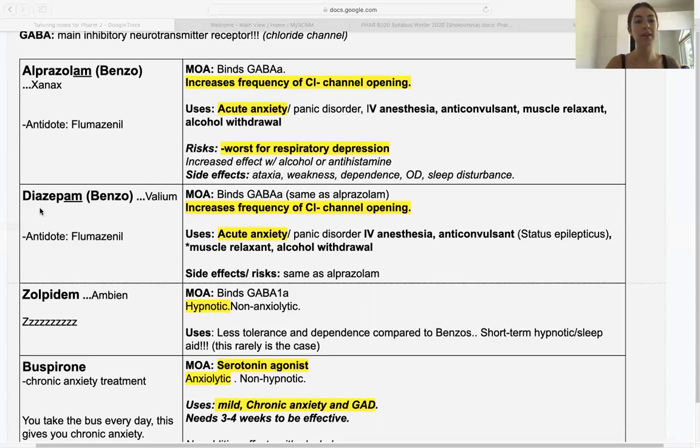Diazepam is also a benzodiazepine. Its brand name is Valium. It also is an agonist of GABA A, similarly to alprazolam. It increases the frequency of chloride channels opening as well. This drug is also used in acute anxiety. Remember though, alprazolam is the worst for respiratory depression, but both increase the frequency of chloride channels opening. And both benzodiazepines can be used in acute anxiety. So these usually aren't long-term treatments for anxious patients.